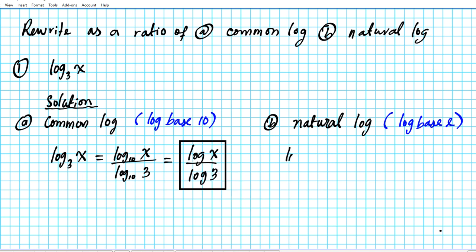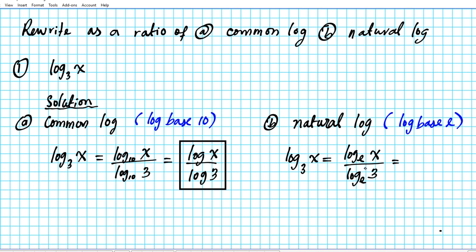So we have log base 3 of x. And then now you're going to write this as log base e of the logarithmic argument x divided by log base e of the base, which is 3. So this is the application of something called the change of base formula.